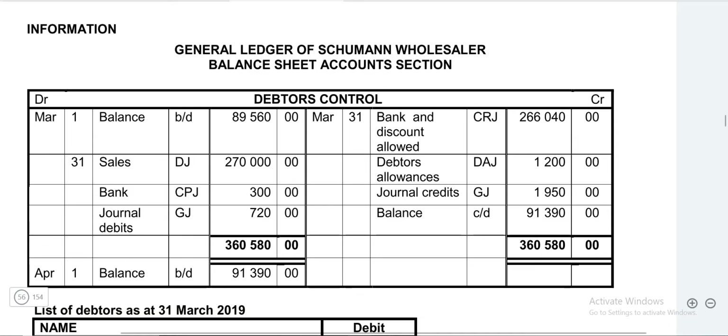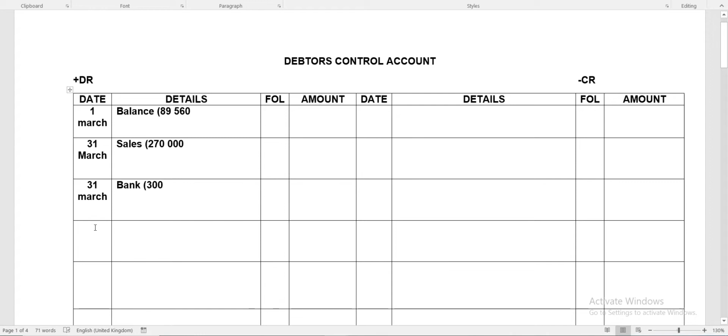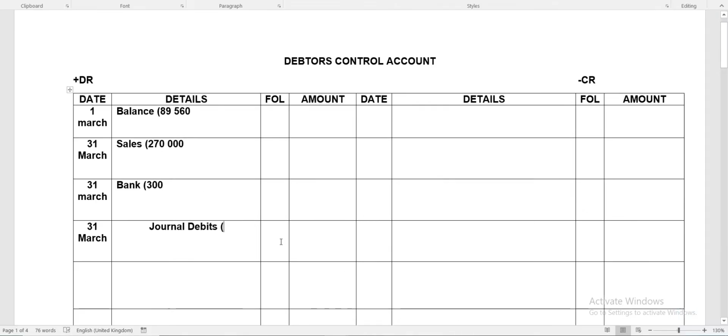And then we also have what we call general debits of 720. Now this general debit is used for when we are overcharging our debtors, like for interest and so forth. So we have 31st March and then we'd have general debits, which according to this is 720. So we'd have that 720 here. I hope this makes sense.